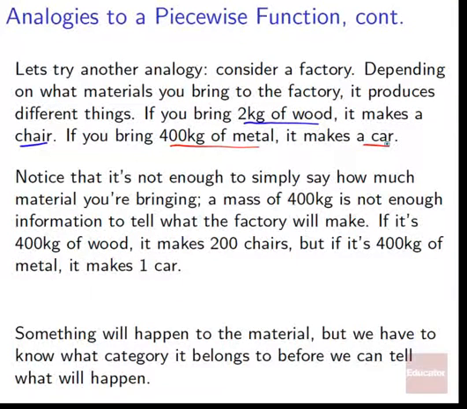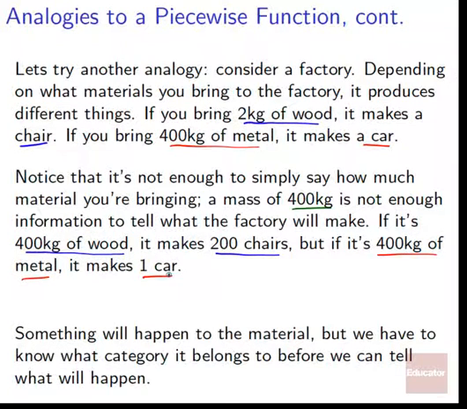Now, notice that it's not enough to simply say how much material you bring, right? If you bring in a mass of 400 kilograms, that's not enough information. We need to know, is it wood or is it metal? If it's wood, then 400 kilograms of wood at 2 kilograms for a chair means we'll make 200 chairs. But if it's 400 kilograms of metal, well, it takes 400 kilograms of metal to make one car, so you'd get one car. So 400 kilograms isn't enough information. We need to know 400 kilograms and what type it is. We need to know what category it belongs to.